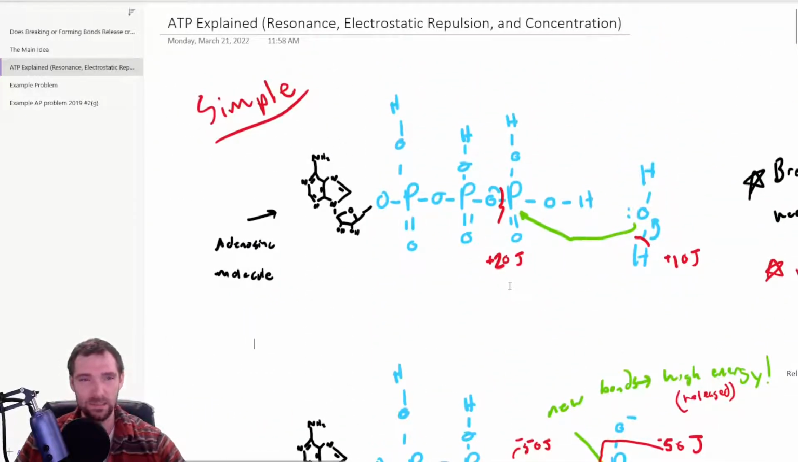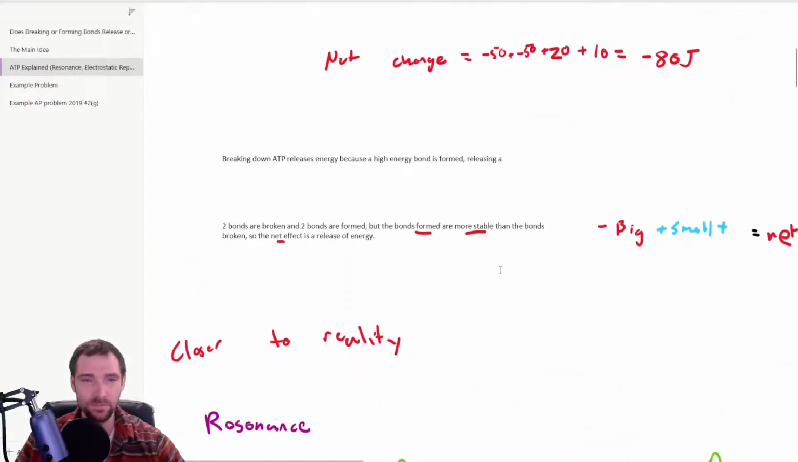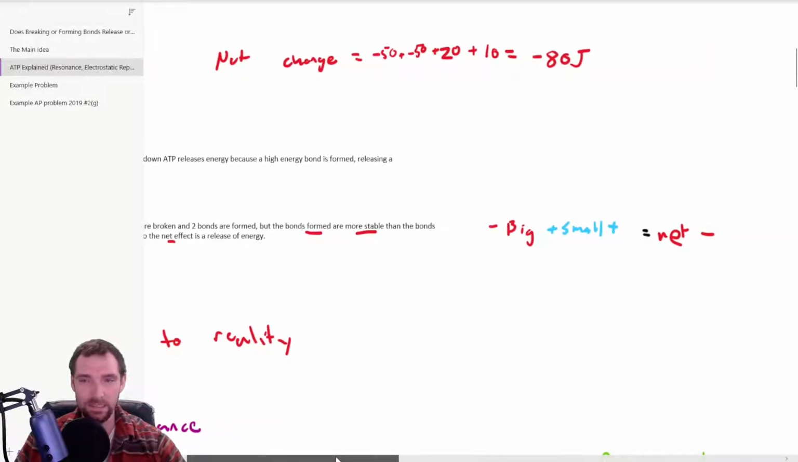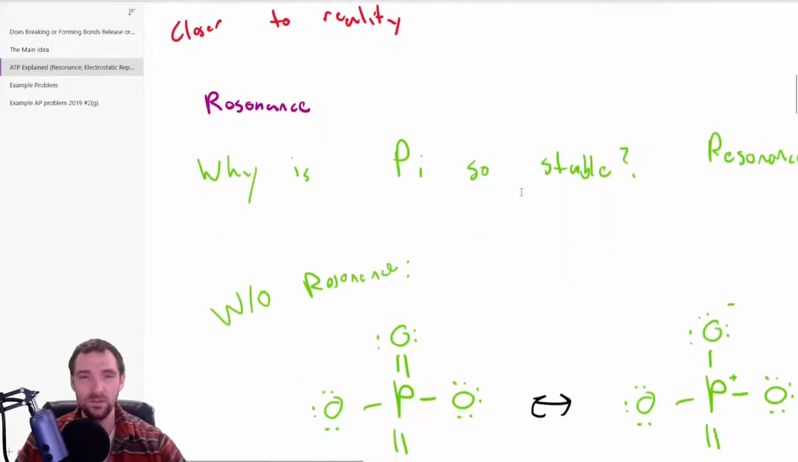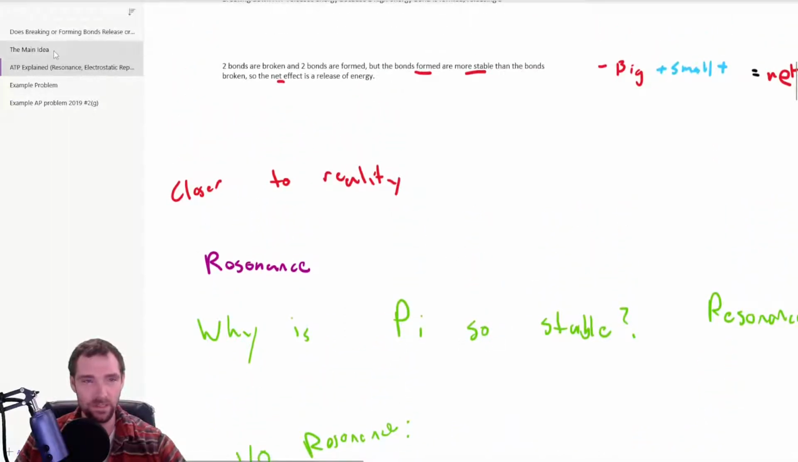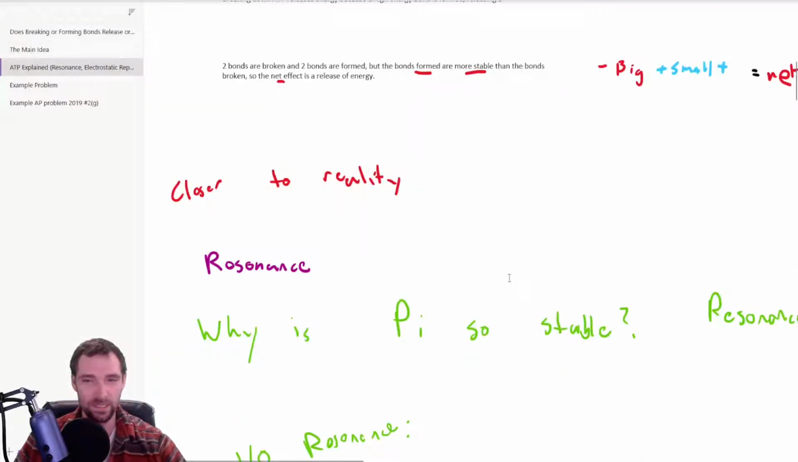What really ends up happening is that we have some stuff going on with resonance. But the main idea is that there's a net negative change. That is important. More energy is being released by what you've formed than the energy required to break what you had, right? So really what ends up happening is that this potassium is very, very stable. If you look here, that's a lot of energy released, especially for the number of bonds it has. So the question is, why is potassium so stable?